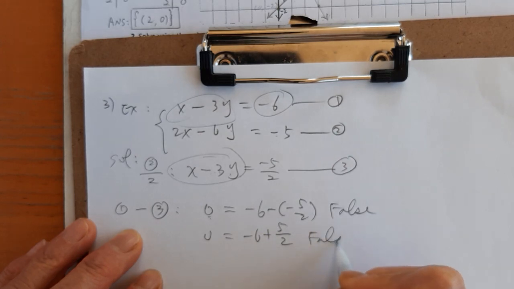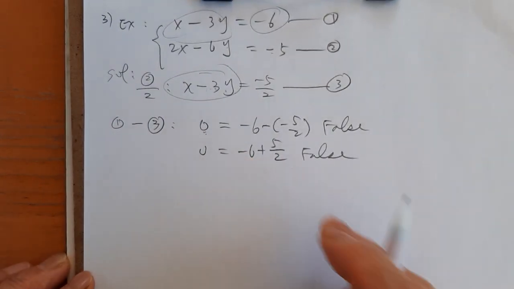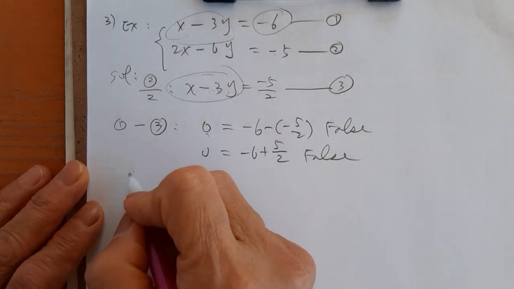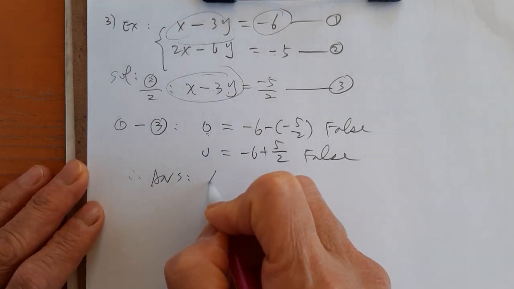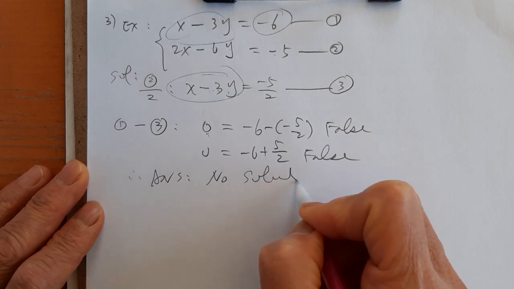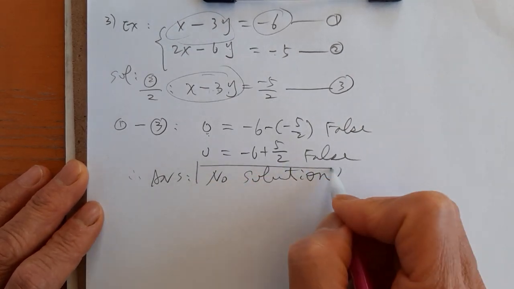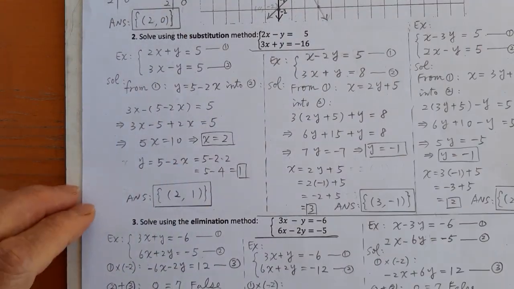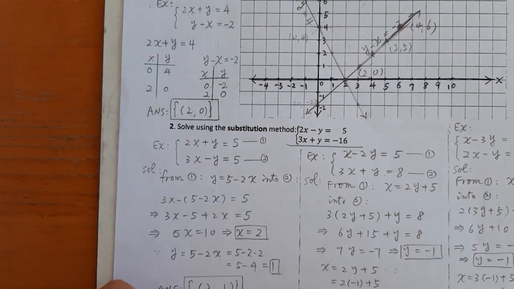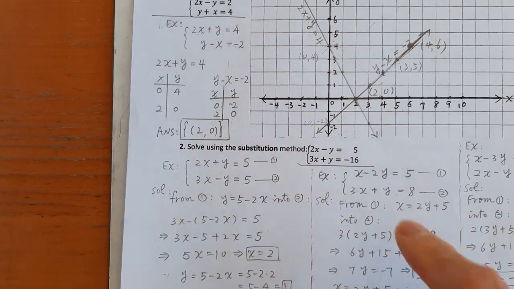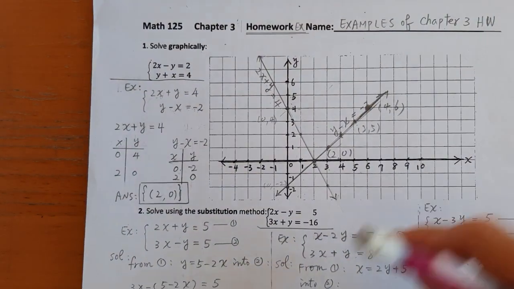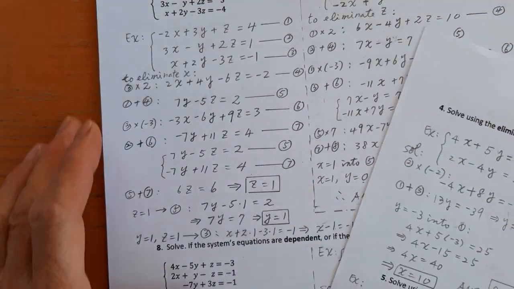It's always false. If you figure this out, adding together will not be 0. So it's false. Then you will say the answer is no solution. You can just say no solution, or you can put empty set. So these are the three methods: graphing method, substitution method, and elimination method to solve a linear system with two variables.